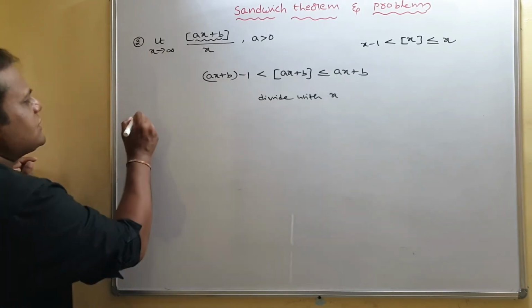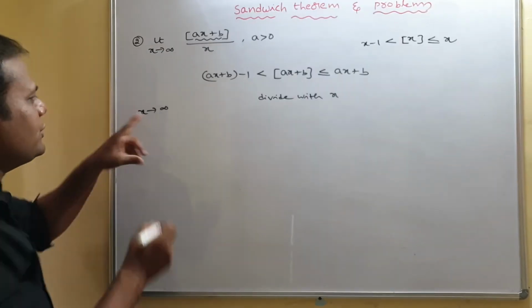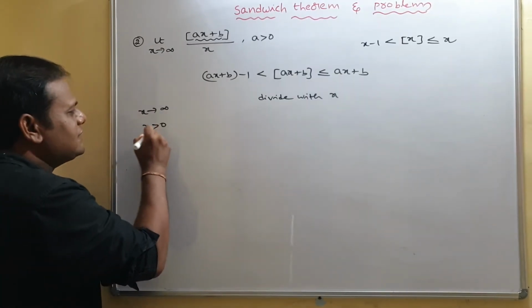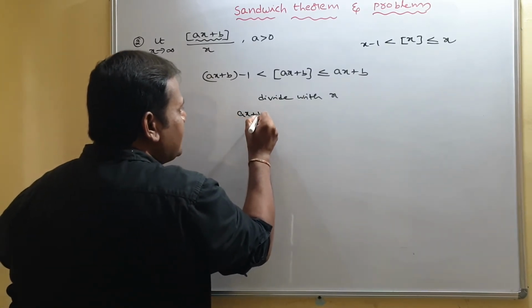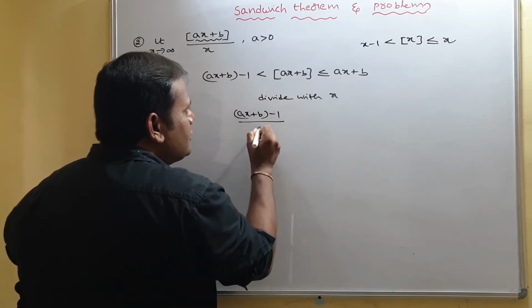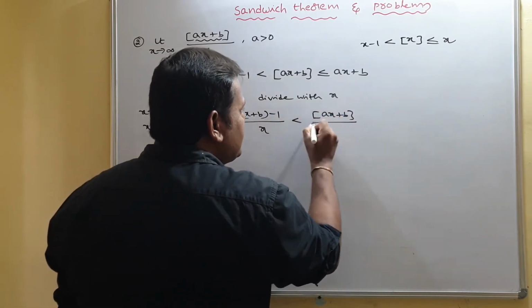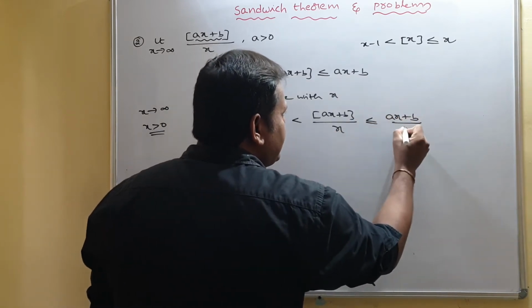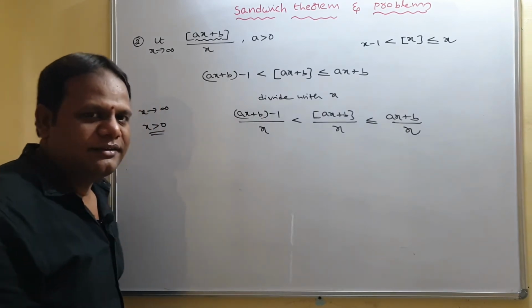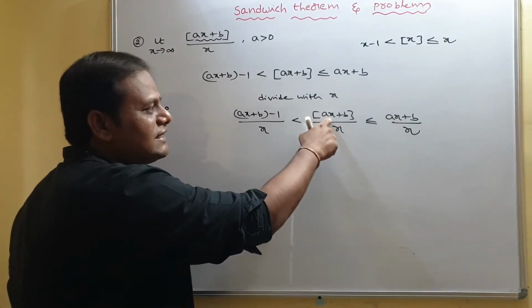Here x approaches infinity. Infinity means a very, very large number. So is x positive or not? Yes, x is positive. So what can we get? That is (ax + b - 1)/x is less than floor of (ax + b)/x, which is less than or equal to (ax + b)/x. Is it clear? Yes. Now this is the required function which is at the middle place.